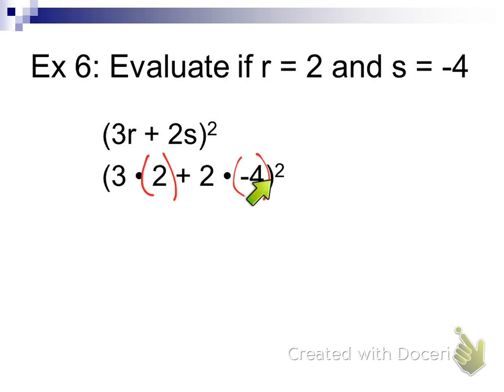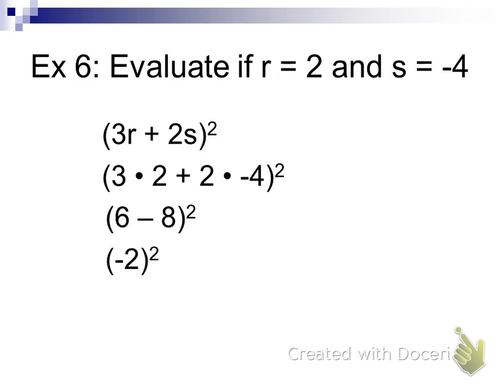All right, now a lot of people's eyes will be drawn to this exponent. You can't do anything with this exponent until you have everything taken care of inside of here. So we're going to do this multiplication and this multiplication next. So 3 times 2 is 6. It was plus, but you end up with a -8 when you do 2 times -4. And plus -8 is -8. Then what? Yes. Good. It'd be -2 in parentheses to the second power, and -2 times -2 is +4.